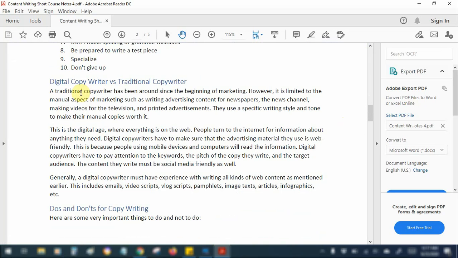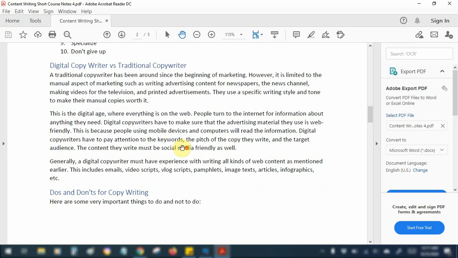Let's talk about digital copywriters and traditional copywriters. The difference is that when we talk about traditional copywriters, there are people who wrote for newspapers, hard copies, basically advertisements, pamphlets, or even ads for television and videos, and their writing style and tone was different based on their manual copies and how people would read it. At that time, the way people read English, or even your own native language, must have been different as compared to now.